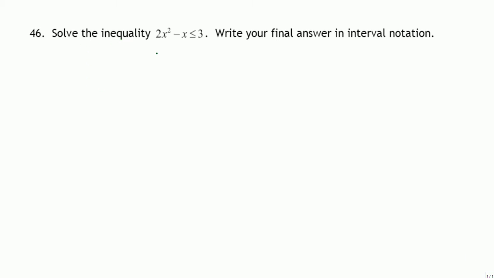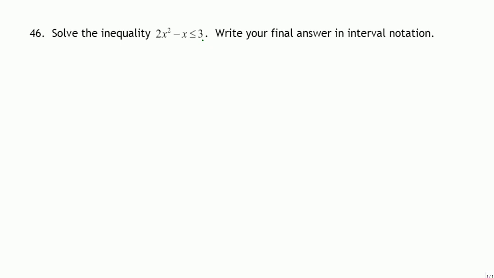Solve the inequality 2x squared minus x is less than or equal to 3. Write your final answer in interval notation. To solve this inequality, first we find the zeros of the corresponding polynomial as if we were solving this equation.